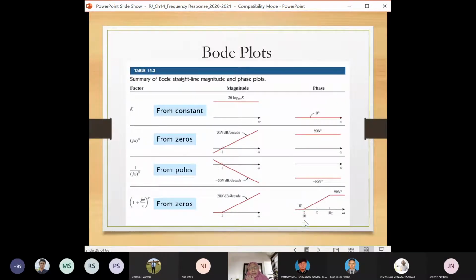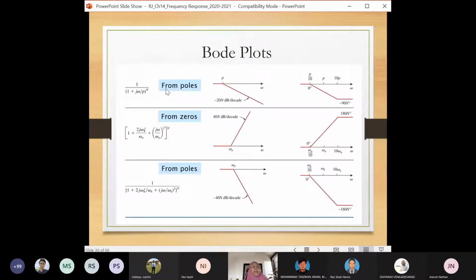And the turning point, actually you can see the turning point, 1/10 before it reaches, z is in the middle here. So it starts to rise at 1/10 of the z value. It rises until 10 times z, and then it becomes flat again, but it flats at 90 degrees. That is for zeros, with an expression of 1 plus j omega over z, the zeros part.